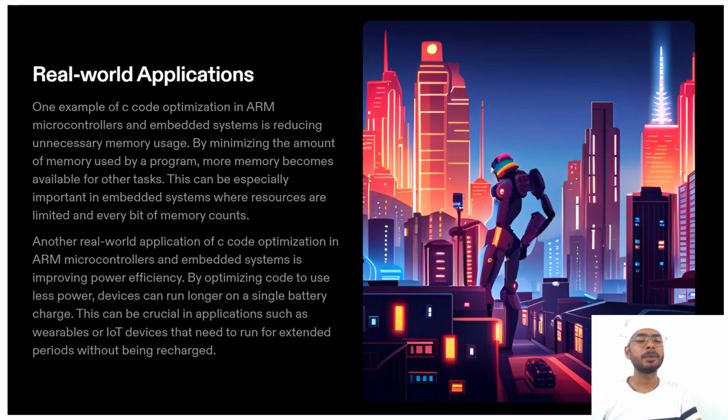Another real-world application of C code optimizing in ARM microcontrollers and embedded systems is improving power efficiency. By optimizing code to use less power, devices can run longer on a single battery charge. This can be crucial in applications such as wearables or IoT devices that need to run for extended periods without being recharged.